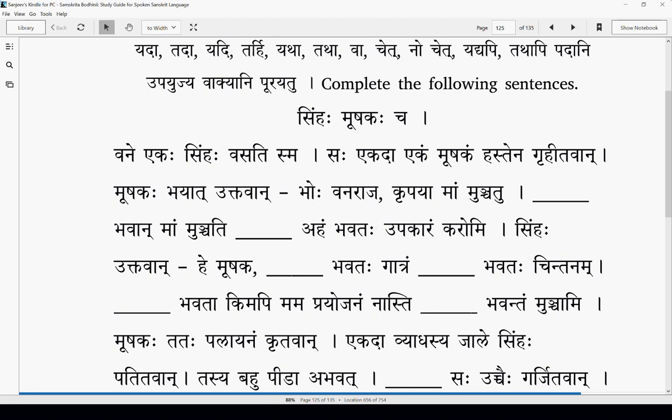Then, tarhi is then. Tarhi is not right actually, so we can use tada here. Tada saha uchai garjitavan. Sorry, what about chet? Chet is chet, and tarhi is used where there is a condition. Conditional. Okay.